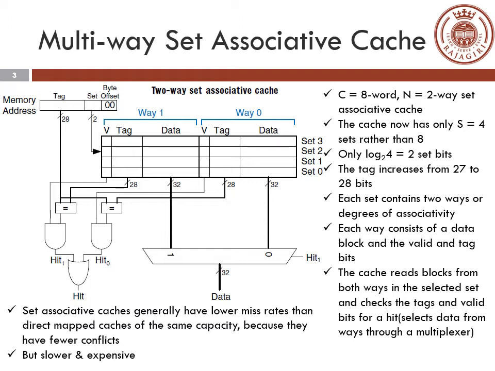So this concept of multi-way, n-way, will reduce the conflict, but this process is slower and expensive. Why? Because you need a multiplexer and more circuitry compared to direct mapping.